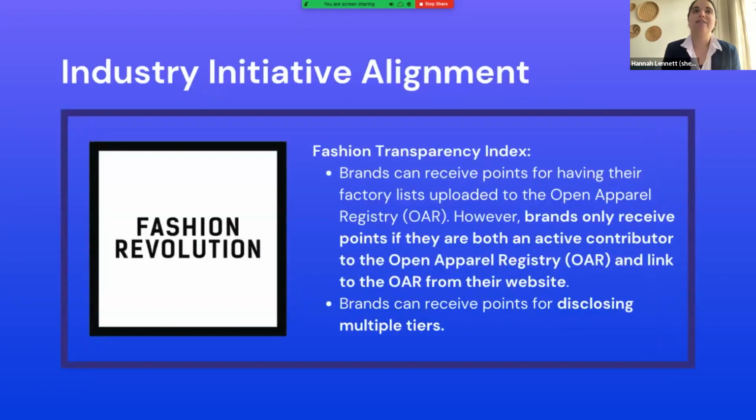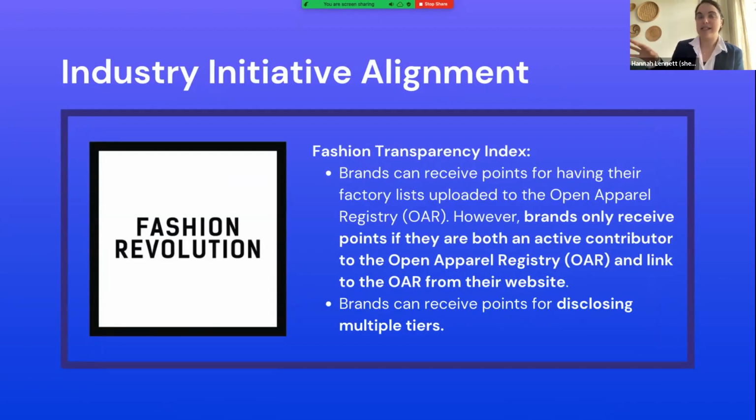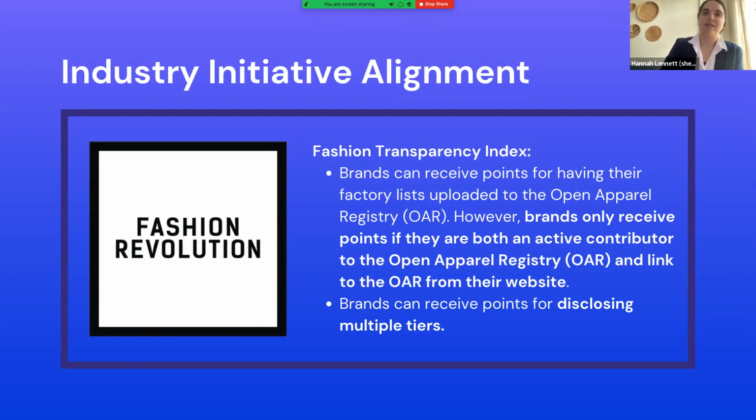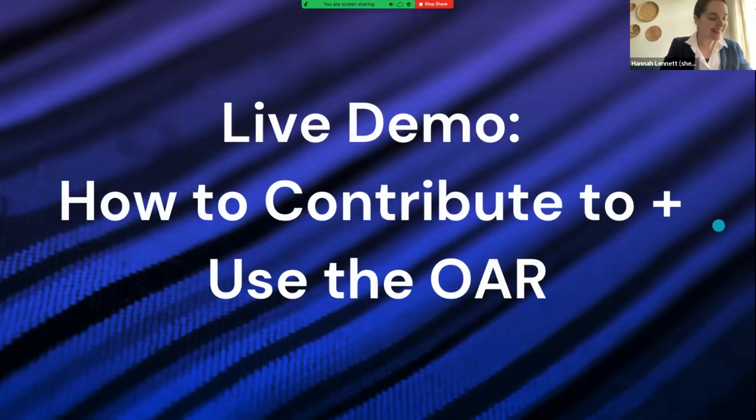And then the last piece is, if you are participating in Fashion Revolution's Fashion Transparency Index, some tips that they shared is that brands can receive points for having your supplier list uploaded to the OAR, but in order to receive those points, you need to be an active contributor to the OAR, and you need to link to that contribution from your website, and we'll show you how to do that. You can also receive points for disclosing multiple tiers, and we'll show you how to do that as well. So just wanting to point out some of these ways that the OAR can help you connect with and fulfill these larger industry initiative requirements and guidelines.